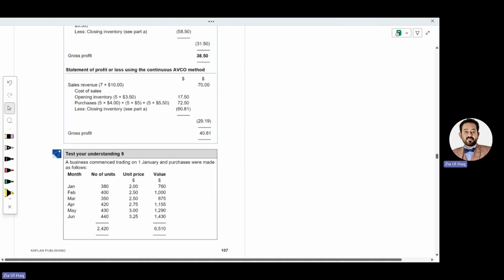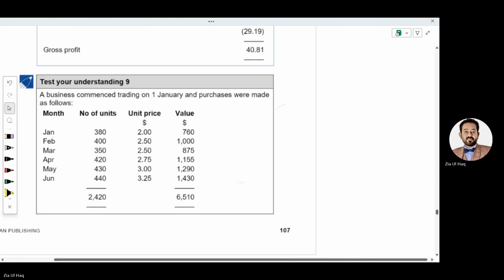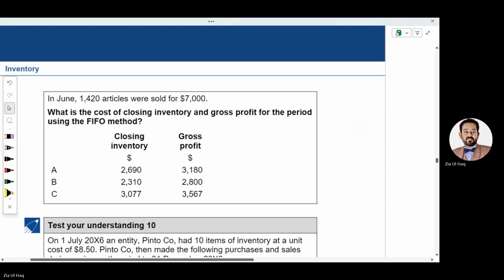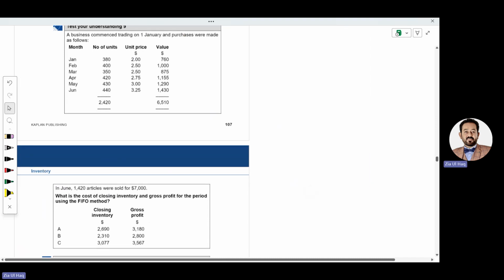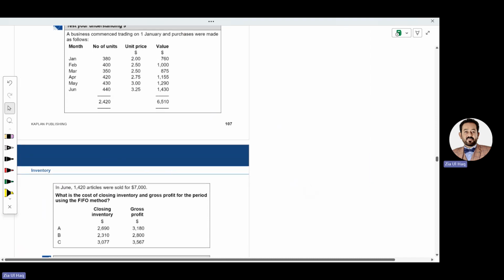Okay, let's move forward. Test your understanding 9. What we need to do. A business commenced trading on 1st January and purchases were made as follows. January, February, March, April, May, June, these are the purchases at these price values. In June, 1420 articles were sold for 7,000. What is the cost of closing inventory and gross profit for the period using the FIFO method?